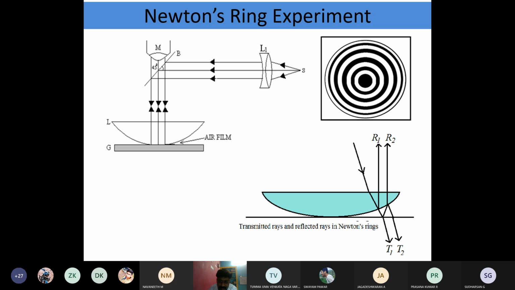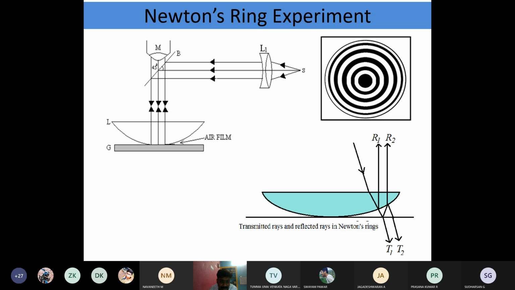So the same illustration, but in an enlarged way. What I have shown in the previous figure, I have taken here also. Now you can see the difference. S is the source, a monochromatic sodium vapor lamp. The light falls on the 45 degree inclined glass plate. Then it reflects, and the reflected ray transmits to the convex lens and then to the glass plate. Here we have the downward arrow marks.